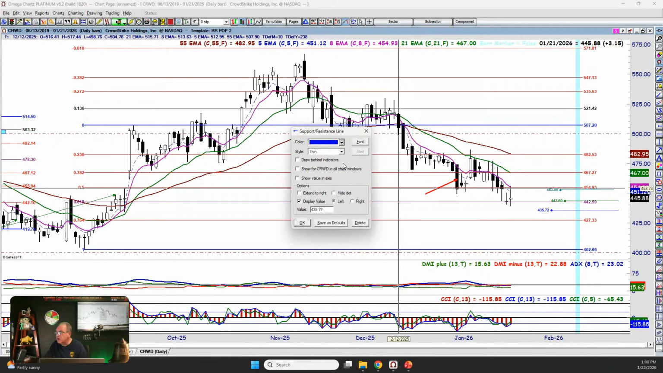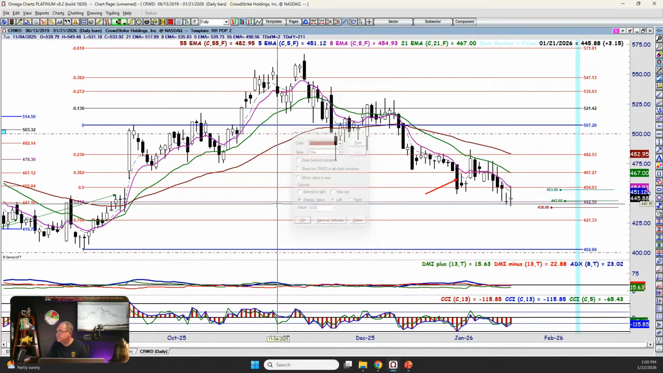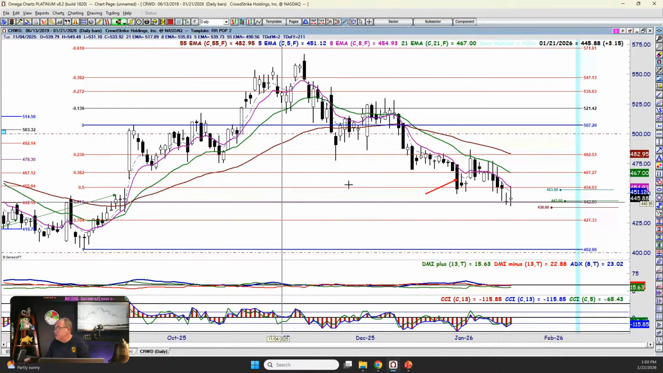A nice red color going there. We'll go to 438. And now I have the trade set up and it's in place. Why did I do this? How much can I make?